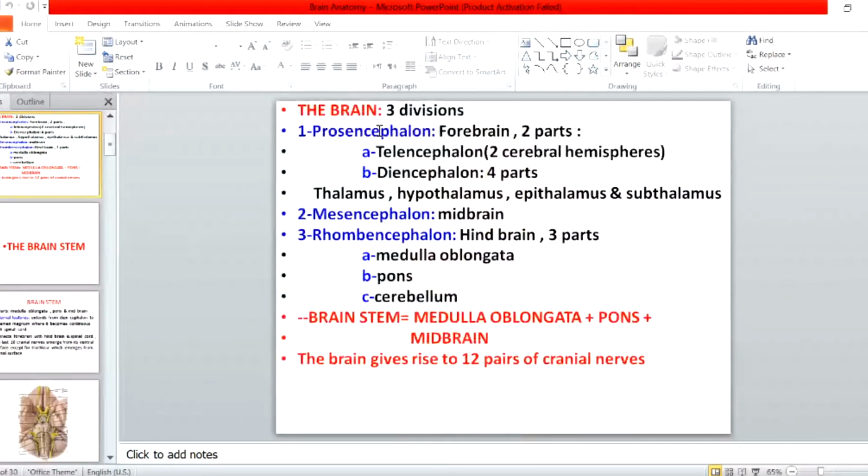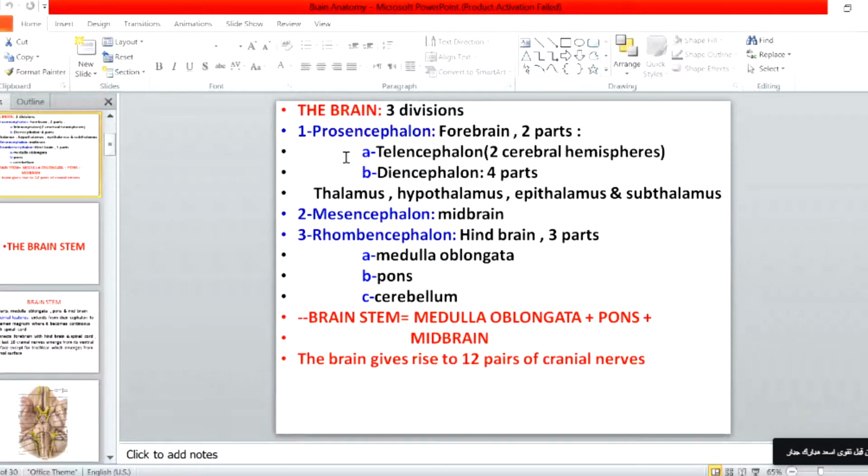The forebrain, again, is called prosencephalon. Pro means first, or at the beginning. So it's forebrain, formed of telencephalon. Telencephalon is the 2 cerebral hemispheres. These 2 form the largest parts of the brain. They form about 80% of the total size and weight of the brain.